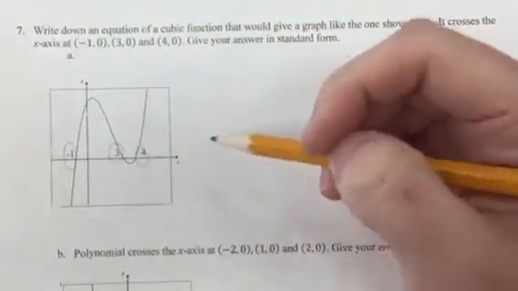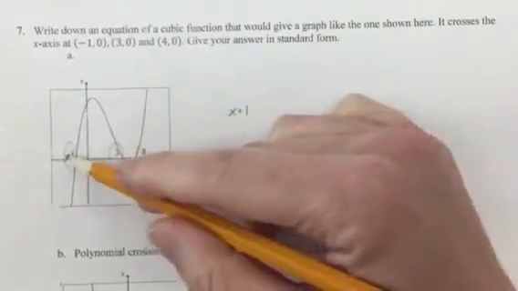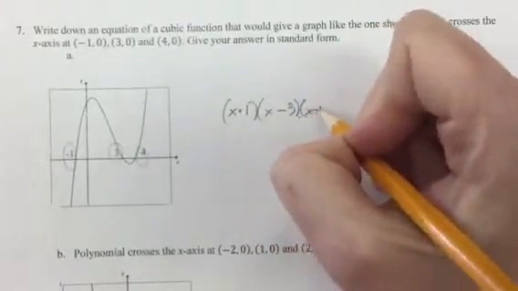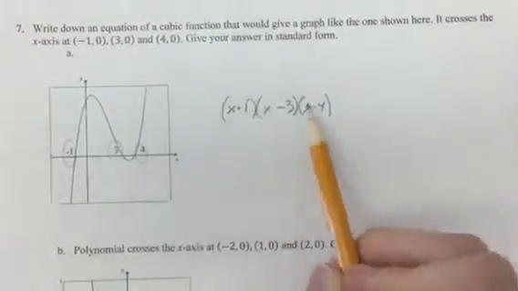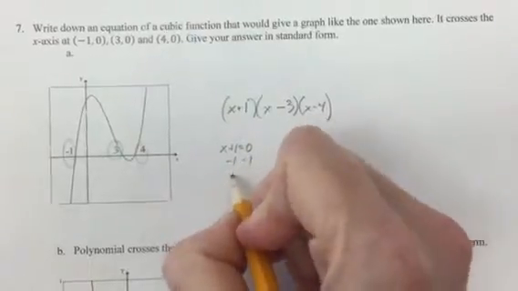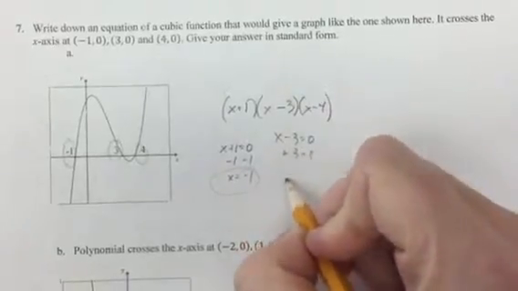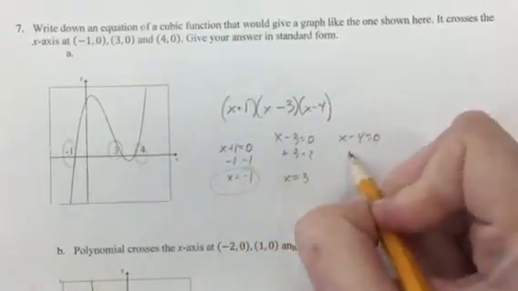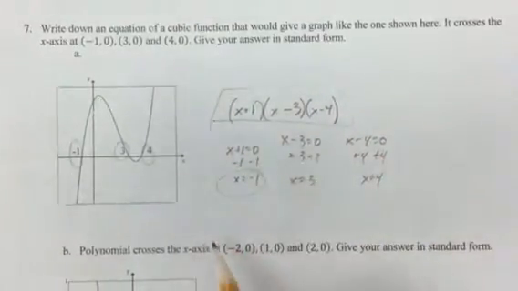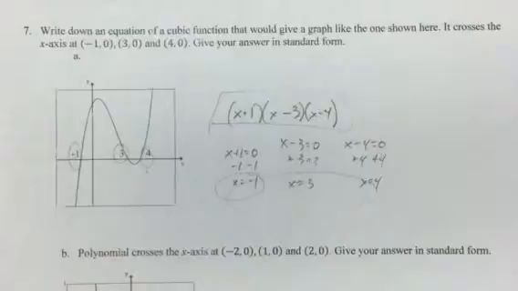So we just need to write the factors that would give us that. Well, x plus 1 is a factor that would give me -1, x minus 3, and x minus 4. Those are all factors. And if you want to check, remember to set a factor equal to 0 and then solve, and it gives you your 0. So if I have this equation, then it would have these 3 zeros and it would give me that kind of graph, right?